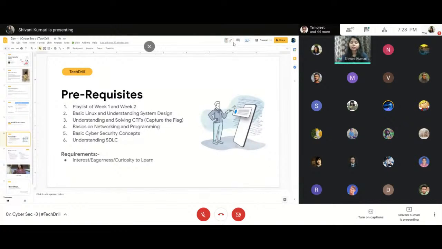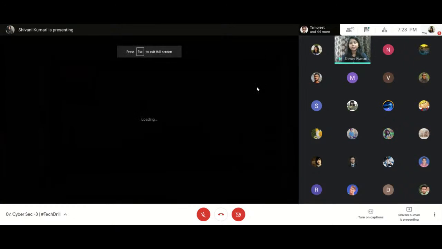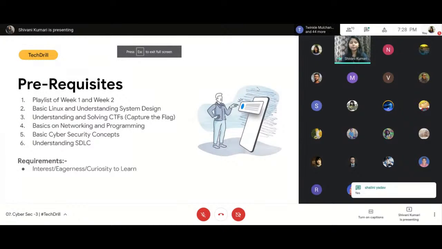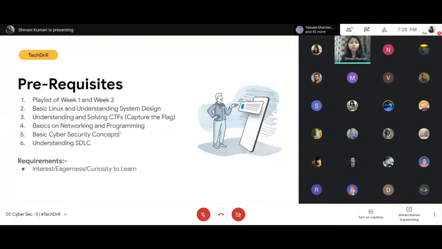Coming up to the next point, the next prerequisite is basics of networking and programming. The instructor from the previous week has cleared this myth, right? There are a few people who say programming is not needed to be a good cybersecurity researcher, which is completely false.